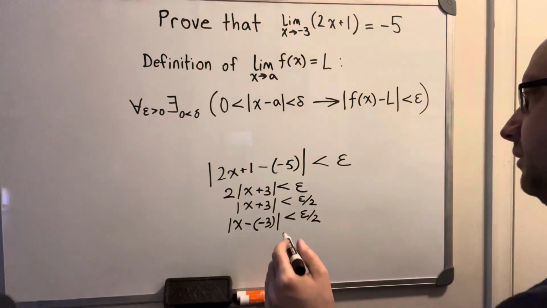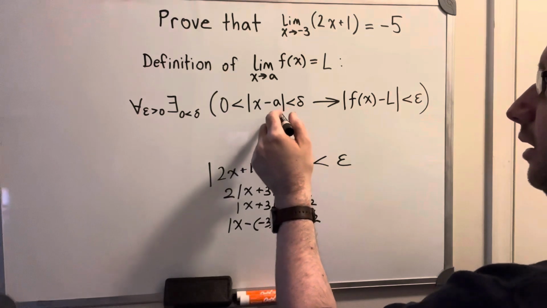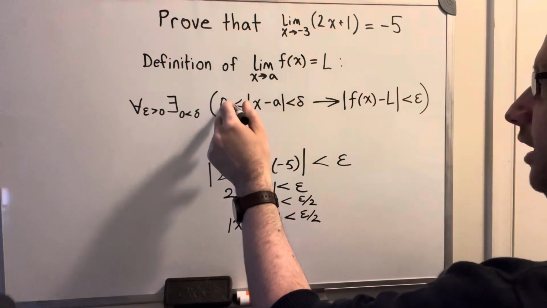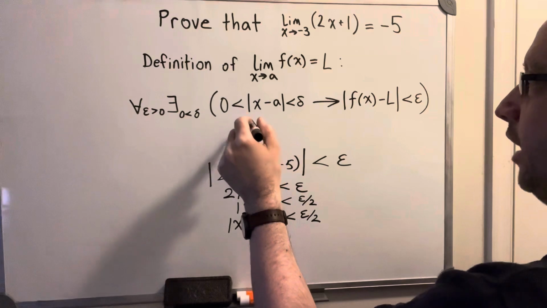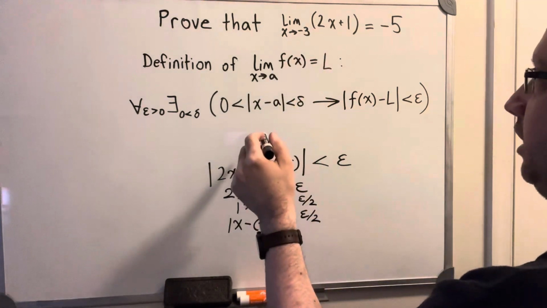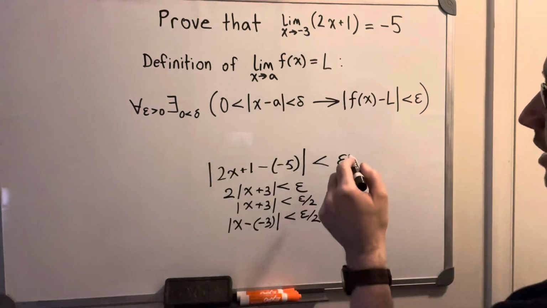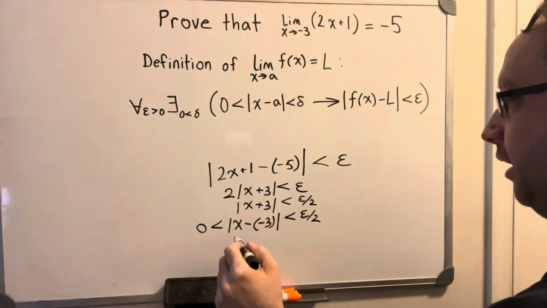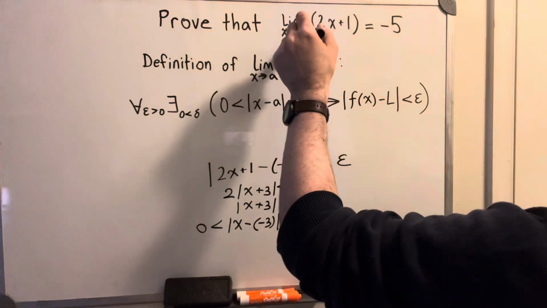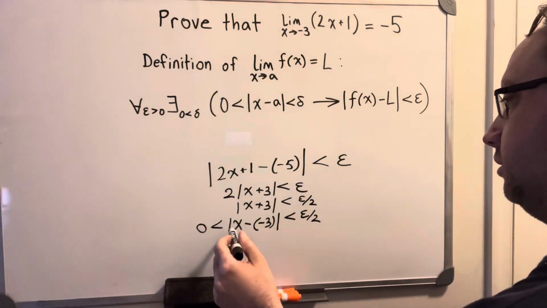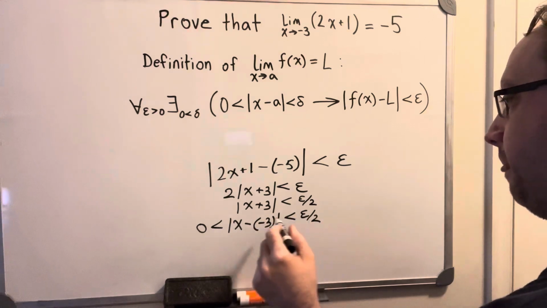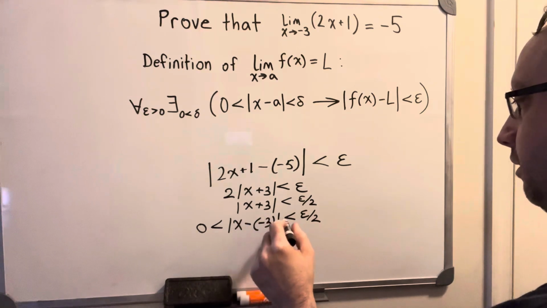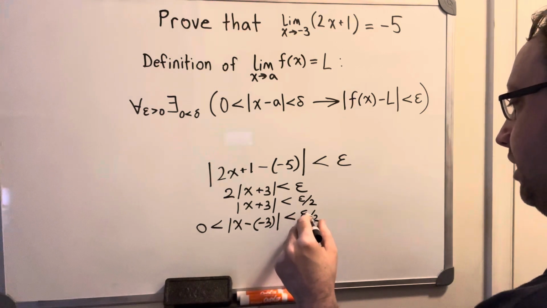So look at this right here. And we're saying we can add the constraint that we don't want to worry about the limit right at negative 3. Obviously we can tell with this particular function it does exist at negative 3, but we can do this because we don't care about the value of the limit at negative 3. And we're saying that the absolute value of x minus negative 3 is less than epsilon over 2.